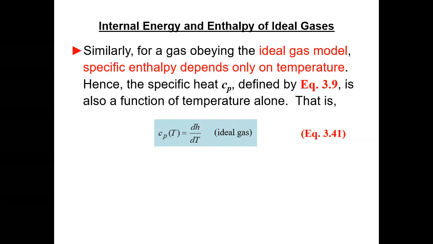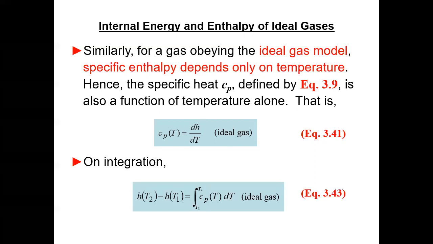All right, so similarly, we have the same behavior in terms of enthalpy. For a gas obeying the ideal gas model, specific enthalpy depends only on temperature. Hence, the specific heat Cp, as we have defined, is only a function of temperature. So Cp, specific heat at constant pressure, as a function of temperature is dh/dT for an ideal gas. And upon integration, it's the same deal. The enthalpy difference between state 2 and state 1 is the integral from T1 to T2 of Cp of T times dT. So that's all pretty straightforward.